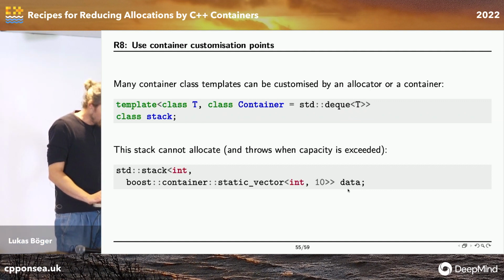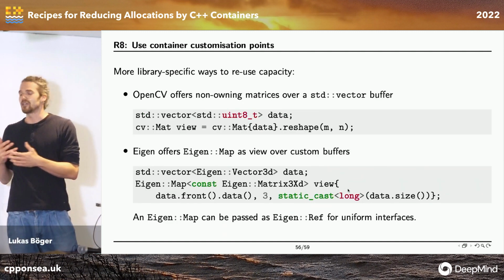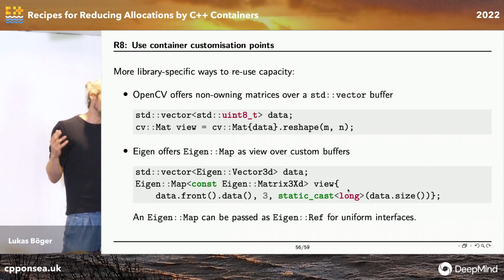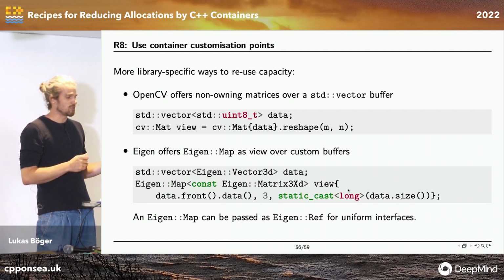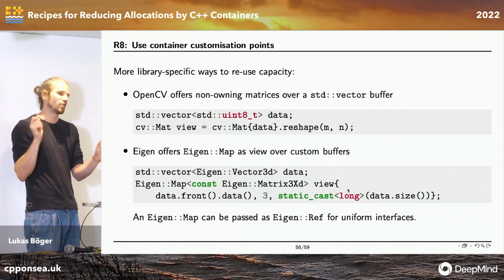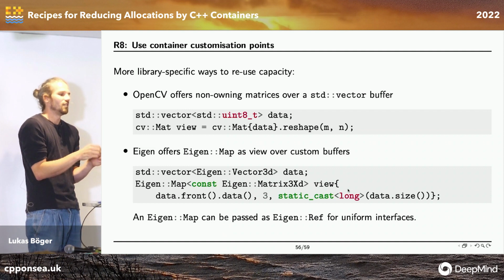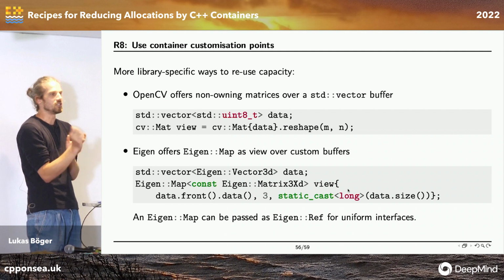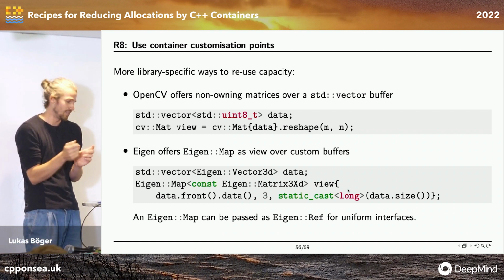There are more library-specific options. For example, if you work with linear algebra types like matrices, which are often not resizable in the case of OpenCV or Eigen, you can use resizable data structures on your end, like a vector, and then do some magic in order to fit it into whatever this library needs, okay? This is very specific to these two libraries, but it can be very useful if you need resizing and reusing capacity, all right?